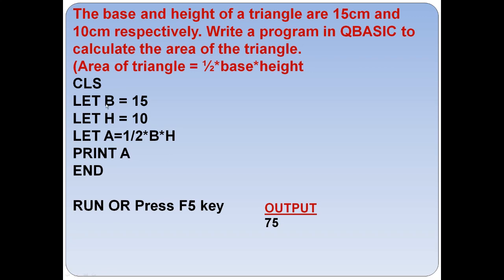CLS, let B for base be 15 centimeter, given in the question. Then let H, the height, be 10 centimeter. Now we will put the formula, area A is equal to 1 by 2 multiply B for base multiply H for height. Now print A. Only we are finding the area, so we will print A. And now from both of them you will write run or press F5 key. The answer will come 75. Now 15 multiply 10 divided by 2. The answer will be 75. 75 is the area of the triangle.